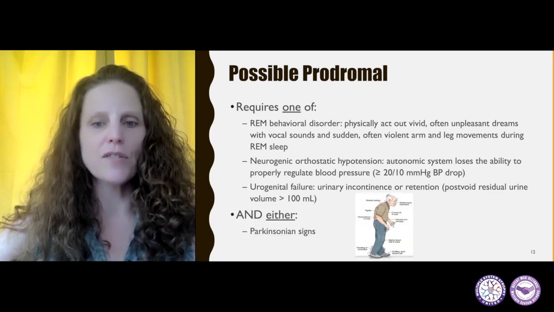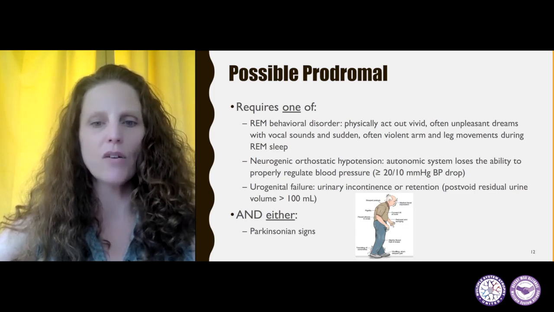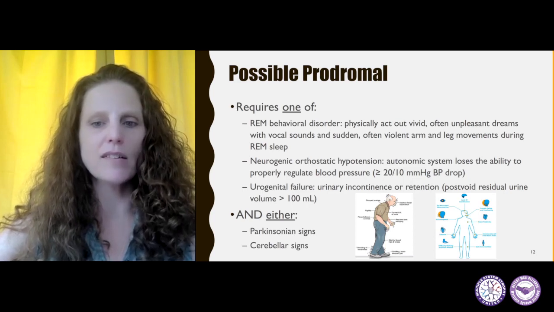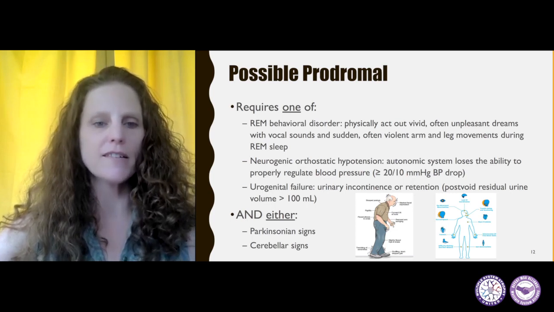And either Parkinsonian signs such as muscle rigidity, impaired posture or balance, and slowed movement, or cerebellar signs: ataxia, loss of balance, intention tremor, and nystagmus, or involuntary rhythmic side to side, up and down, or circular motion of the eyes.